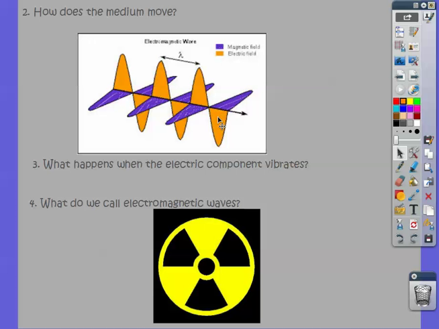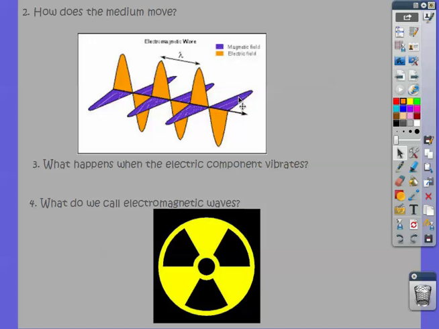And this is why we call it electric and magnetic, the magnetic component. So it's an electromagnetic wave. And it's these two parts working together that allow this to be able to transfer without having a medium.